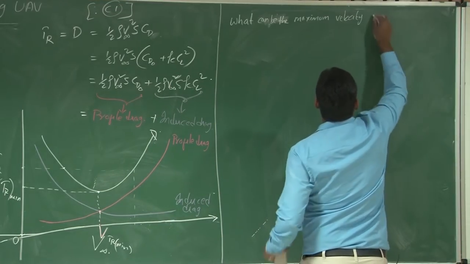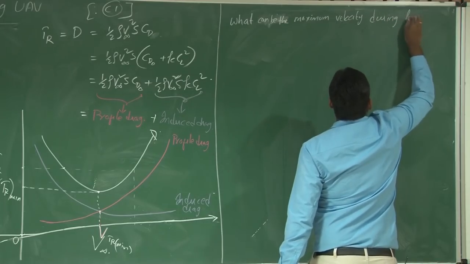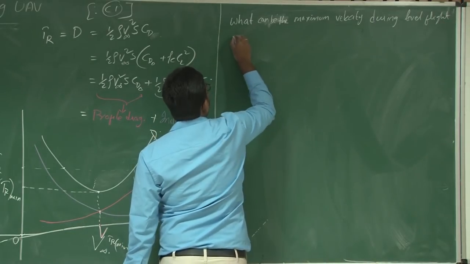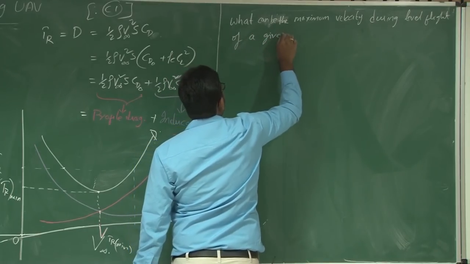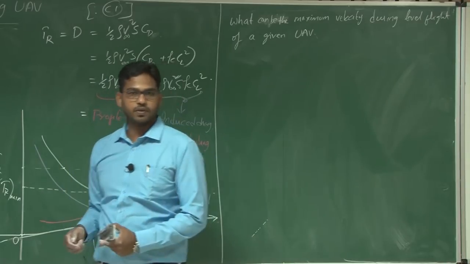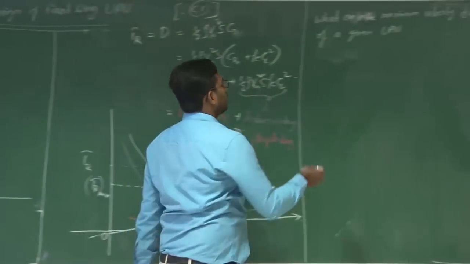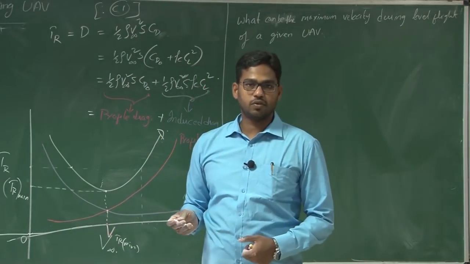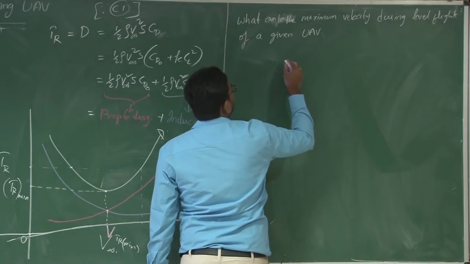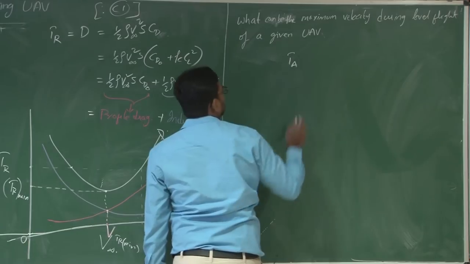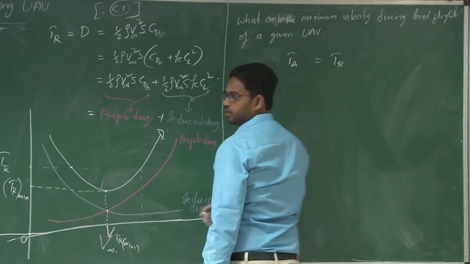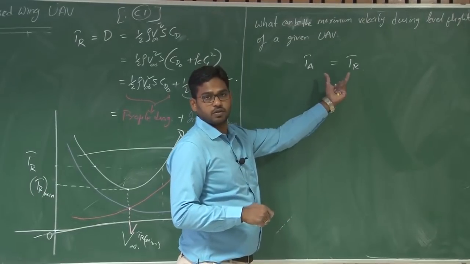What can be the maximum velocity during level flight of a given UAV? When you say given UAV, you have weight fixed, platform area fixed, right? And the power plant is fixed, which means the maximum and the minimum thrust that it can generate is fixed, right? So in this case, the thrust available is the thrust generated by the engine. This condition can be attained when thrust available is equal to thrust required.